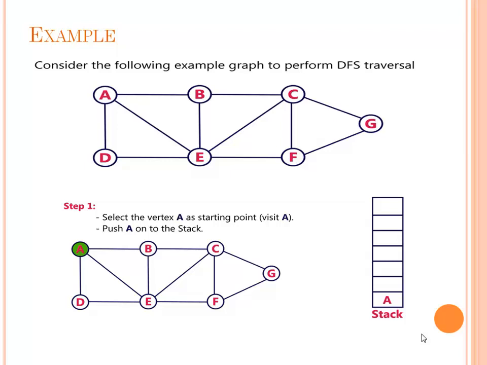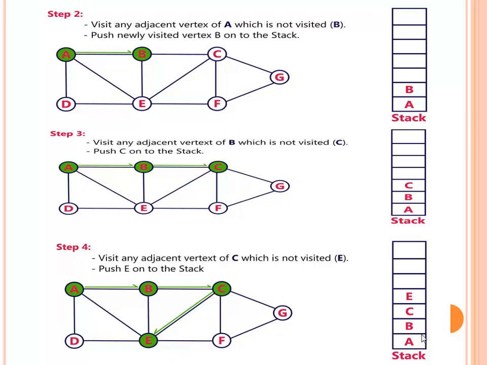Consider the following example to perform the DFS traversal. Select any vertex as a starting point. Here, selecting A as the starting point. Visit A and push A onto the stack. Visit any adjacent vertex of A which is non-visited. Here the adjacent vertices of A are B, D and E. Among the three vertices, selecting B. So visit B and push B onto the stack.